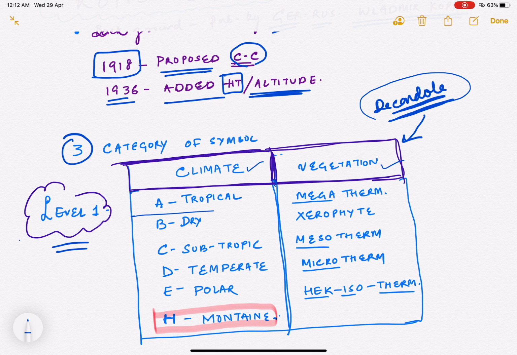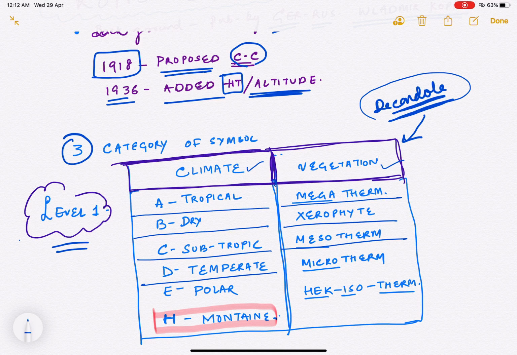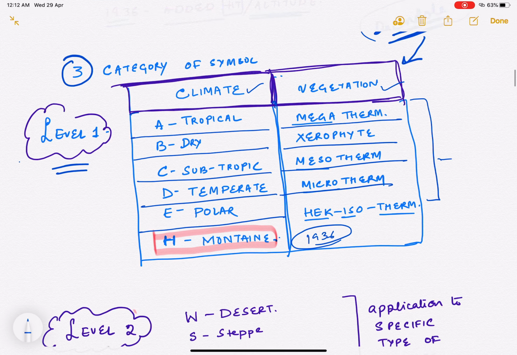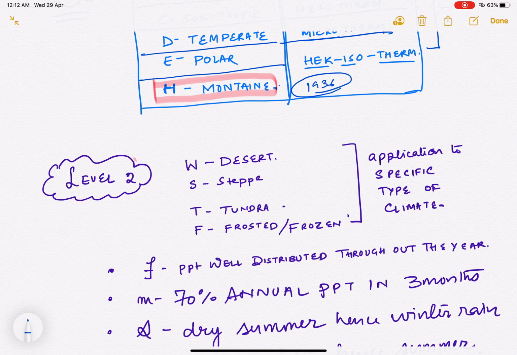So basically A equals tropical type of climate, and we call it megatherm. B equals dry, xerophyte. C equals subtropics, mesotherm. D is your temperate, microtherm. E is your polar. And H type of climate was added in 1936. And this is the respective type of vegetation. You can basically read it. Next, let's go on to the level 2 symbol.